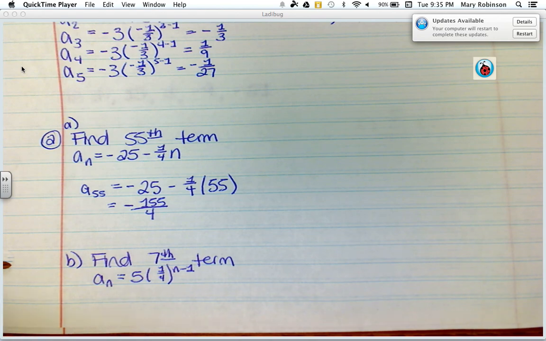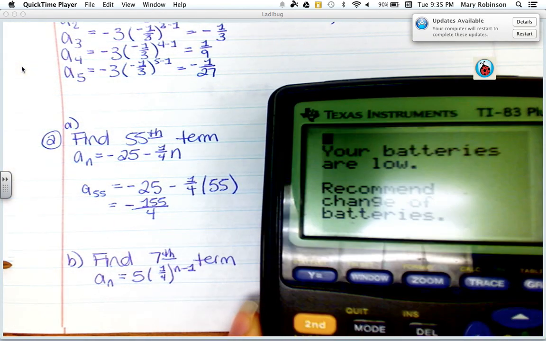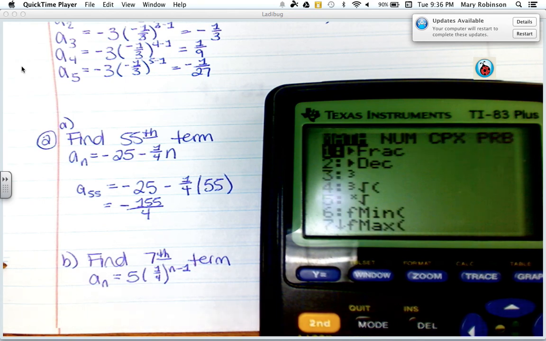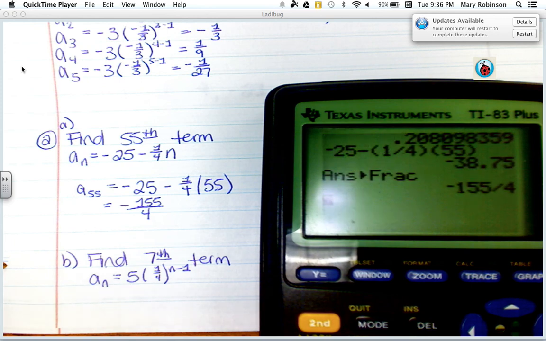And we can double check in the calculator. Alrighty, so negative 25 minus 1/4 times 55. So that gives us negative 38.75. We're going to change that to a fraction because we're given fractions, which is negative 155 over 4. So we're good. So anytime we're given fractions or whole numbers, we want to make sure that we state our answer as a fraction if it is a fraction. If they give us decimals, then it's okay for us to leave our answer as a decimal.